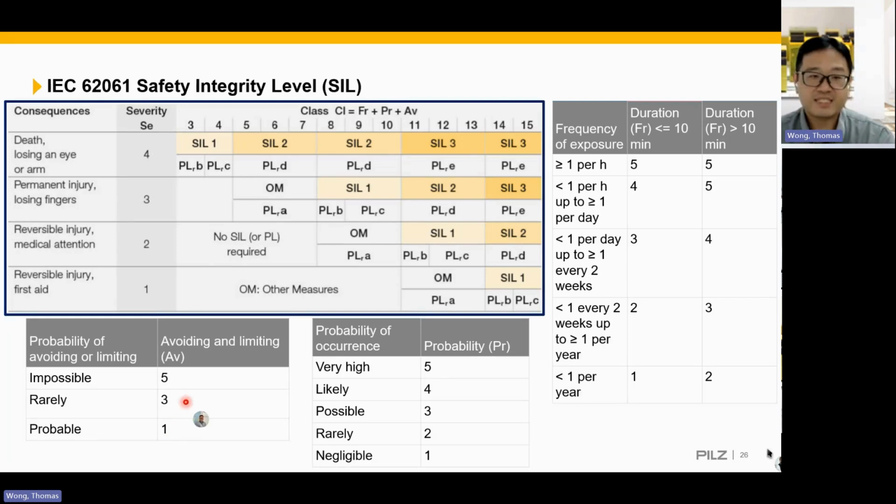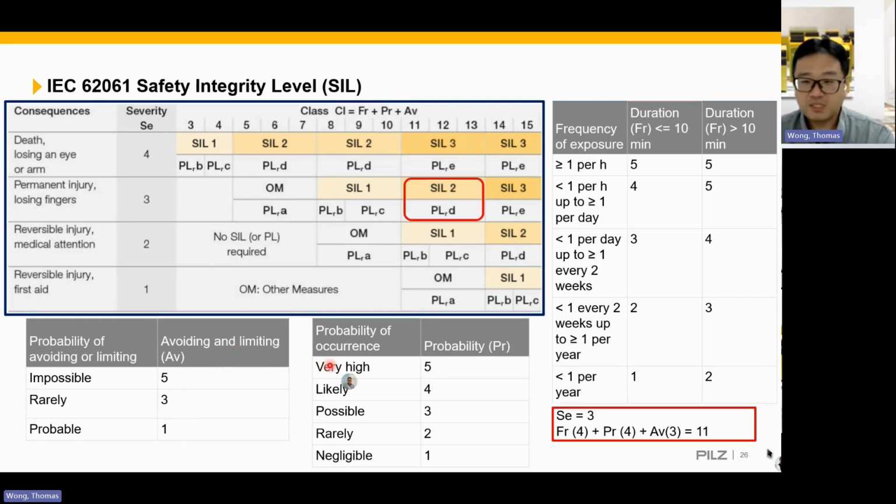So let's have an example. I will look at SE3, which is severity 3. So we are looking at something that can actually, let's say a machine that can cause a permanent injury or losing a finger.